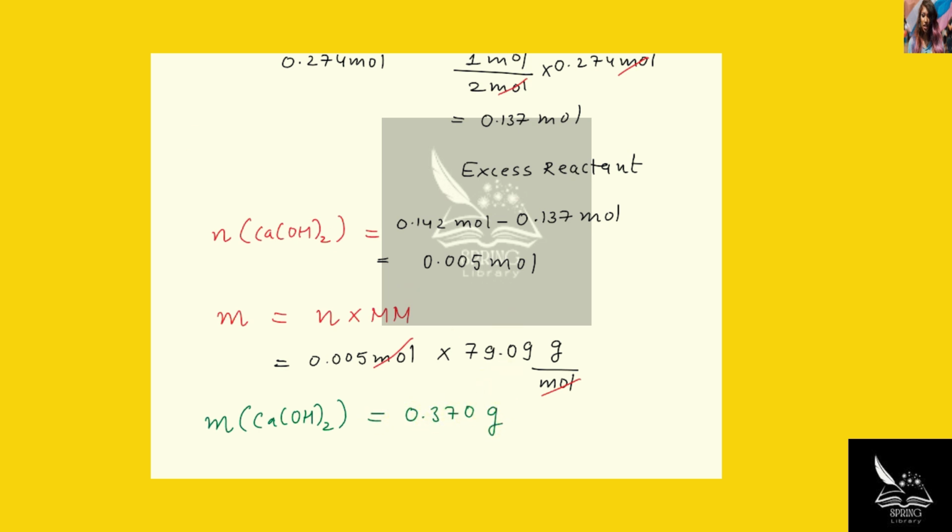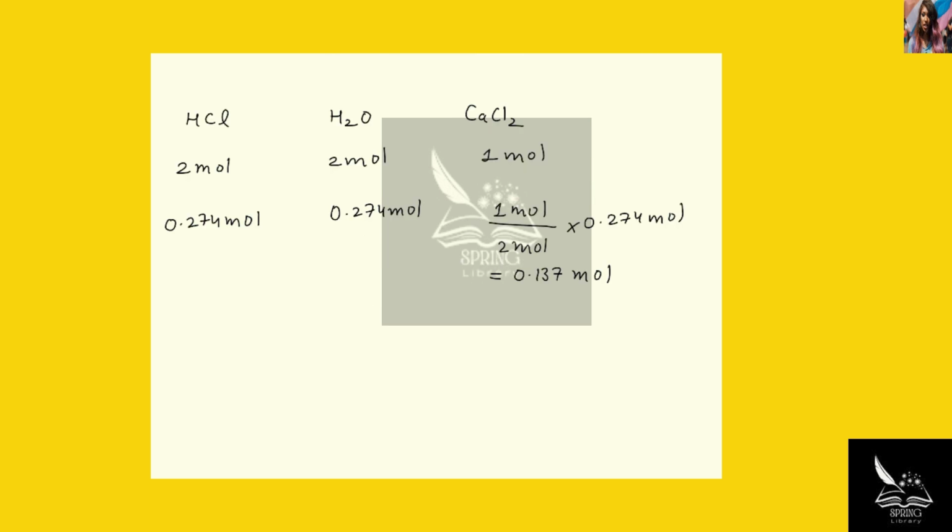Now we need to calculate the mass of products. According to the stoichiometry of the reaction, 2 moles of HCl produce 2 moles of water and 1 mole of calcium chloride. Therefore, 0.274 moles of HCl will produce 0.274 moles of water, and 1 divided by 2 times 0.274 moles of calcium chloride. Here we can eliminate the mole unit. On solving, we get the moles of calcium chloride equals 0.137 mole.